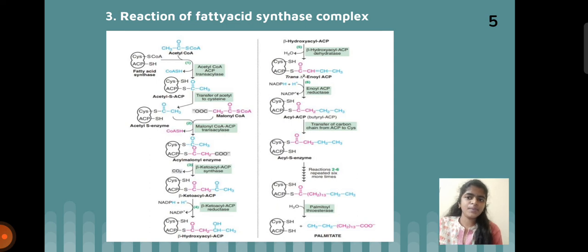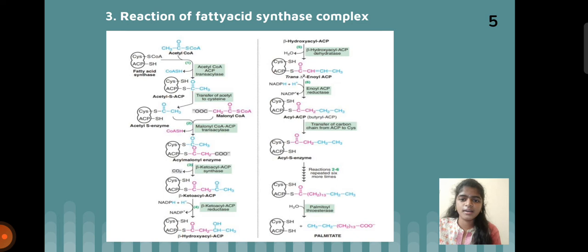The acyl ACP now undergoes transfer of the carbon chain from ACP to cysteine and forms the acyl-S-enzyme. For the acyl enzyme, the second to sixth reactions occur 6 more times and form the product. This further forms palmitate by the enzyme palmitoyl thioesterase. Here the water molecule is also involved. This is all about the reaction of the fatty acid synthase complex.